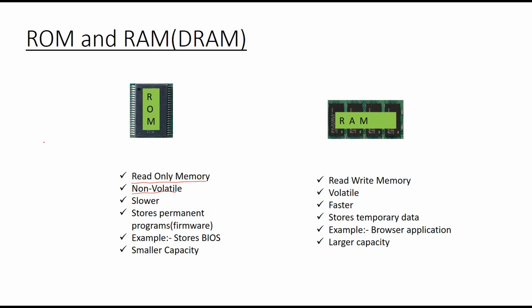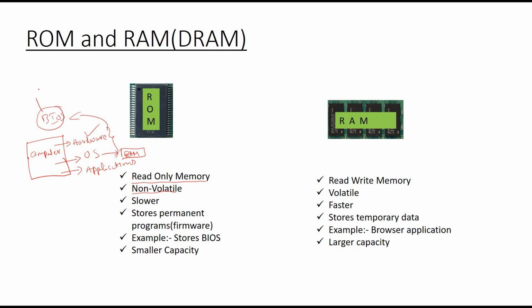So what is the main function of ROM? In the computer we have hardware, the operating system, and the user applications. When we switch on the computer, initially the entire hardware needs to be initialized, for example the RAM and the IO devices like keyboard, monitor, etc. And once the hardware is initialized, then the operating system needs to be loaded into RAM. So to initialize the hardware and to load the operating system into RAM, we have a program called BIOS. This BIOS will be stored in ROM.